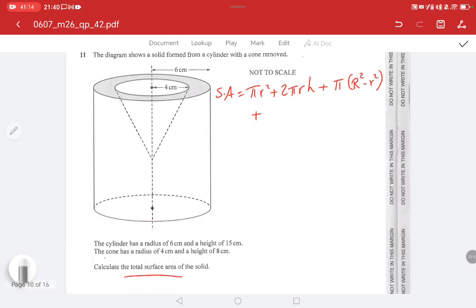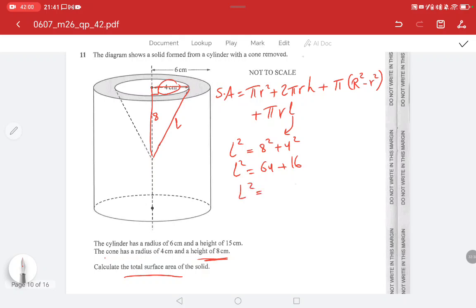So what to do then? The surface area of a cone, you'll find the formula there. It's pi r L. So what's L? We need to find L. L is this slant height. How to find L? We have the height, which is 8, and this one is 4. This is a right angle triangle with two sides, and we need the third side, so we use Pythagoras. L squared equals 8 squared plus 4 squared, so L squared equals 64 plus 16, so L squared equals 80. So L equals the square root of 80.